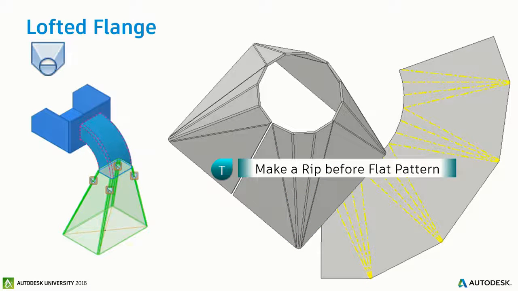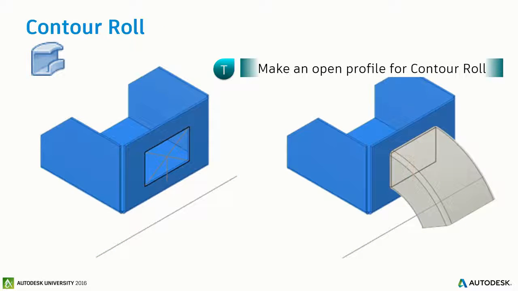Okay, here comes the first tip. For lofted flange, you can loft to a closed profile, and it can be created successfully. But if we only have a closed profile, you cannot do a flat pattern. So before you do the flat pattern, you need to create a rip to make it happen. For contour roll, the tip is that you must create an open profile for this command to make it work.